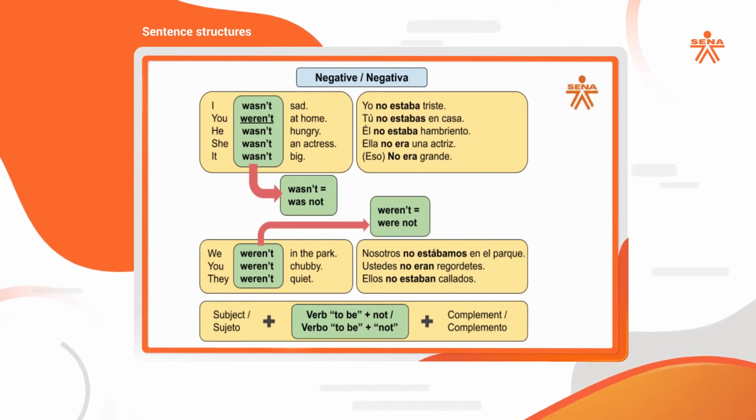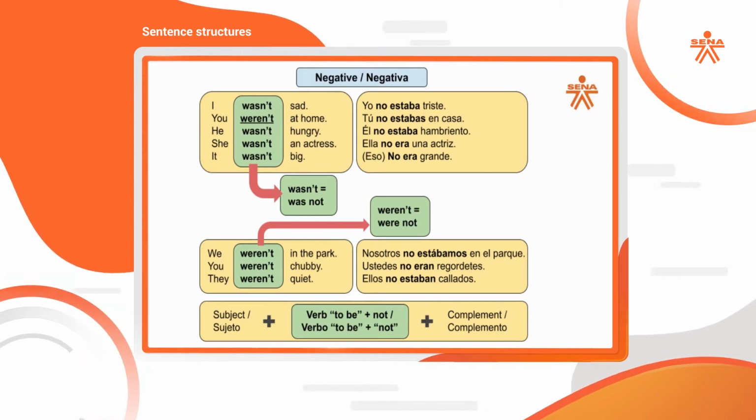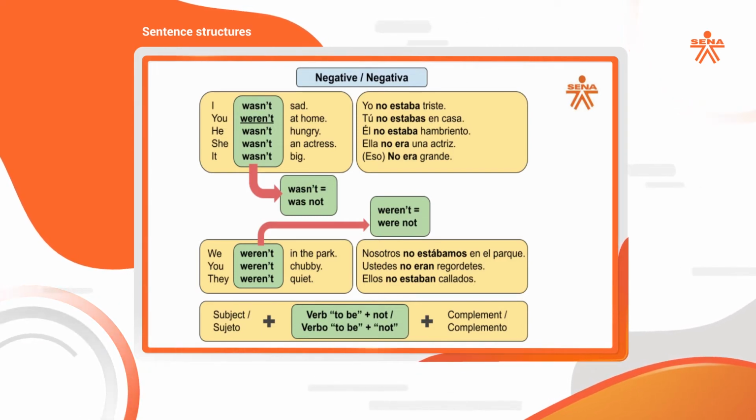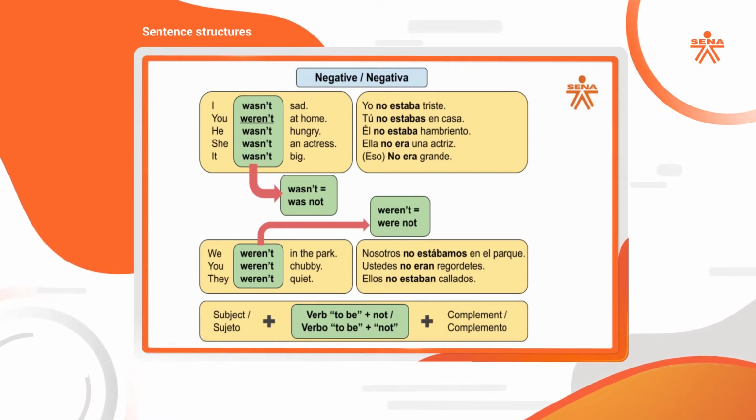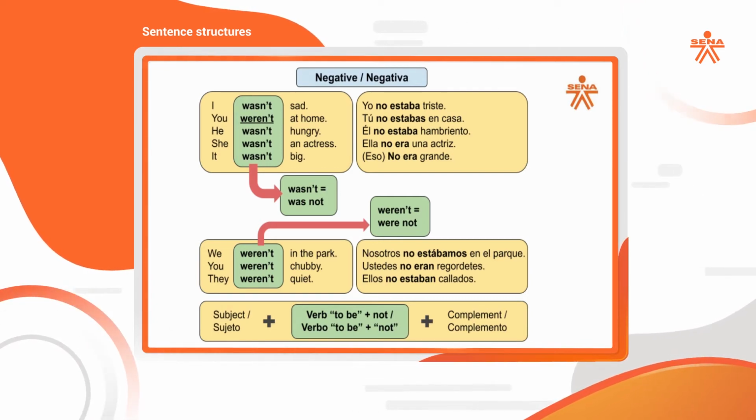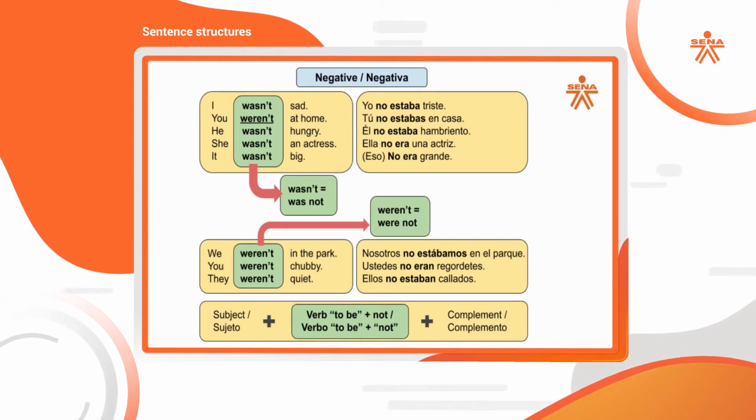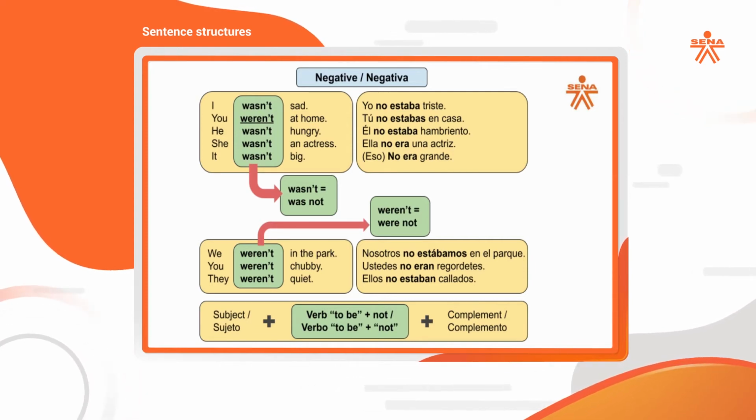The second structure is the negative sentence. Here, you are going to use the negative particle not, and you are going to put it right next to the verb to be. It's the same structure as the affirmative sentence. The only thing is that you are going to put the negative particle not right next to the verb to be. You can also use a contraction. If you don't use the contraction, you are going to pronounce it, for example, was not. And with the contraction, wasn't.